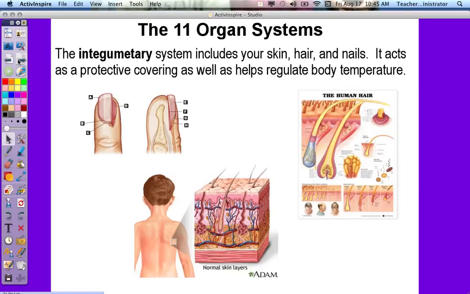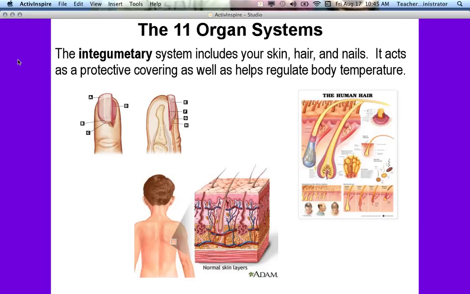Your integumentary system includes your skin, your hair, and your nails. And the job of the integumentary system is to first act as a protective covering, so it keeps water in, it keeps bacteria and other substances that could be harmful to your body out, and then it also helps to regulate your body temperature.